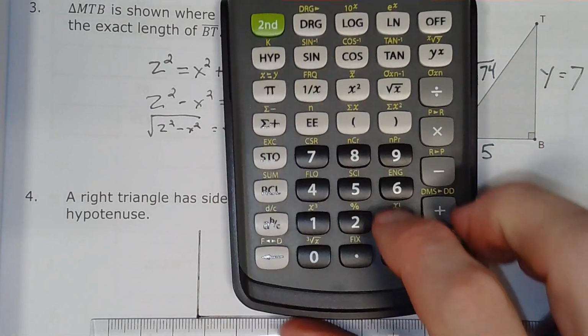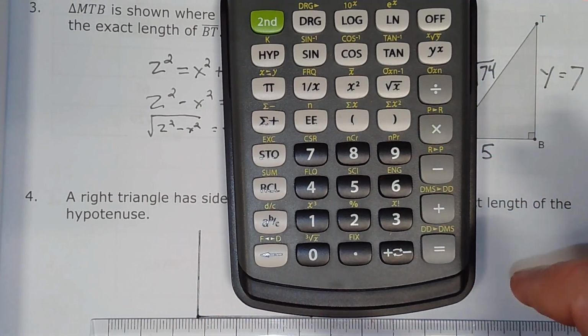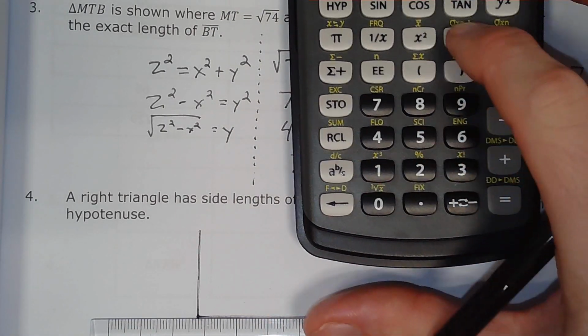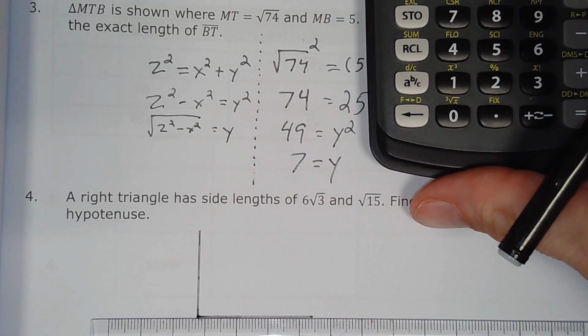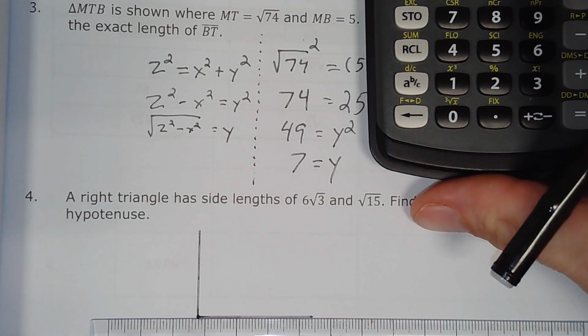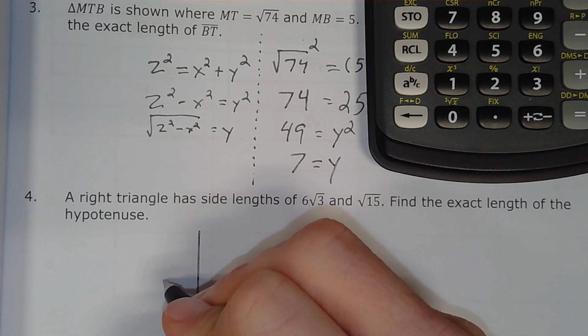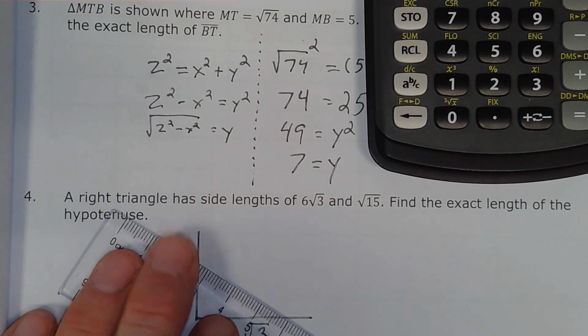Let's see, square root of 3 times 6 is like 10.3 something, and the square root of 15 is 3 point something. So 6 square root of 3 is going to be longer. We'll say this is 6 square root of 3, this is square root of 15, and this is our hypotenuse.